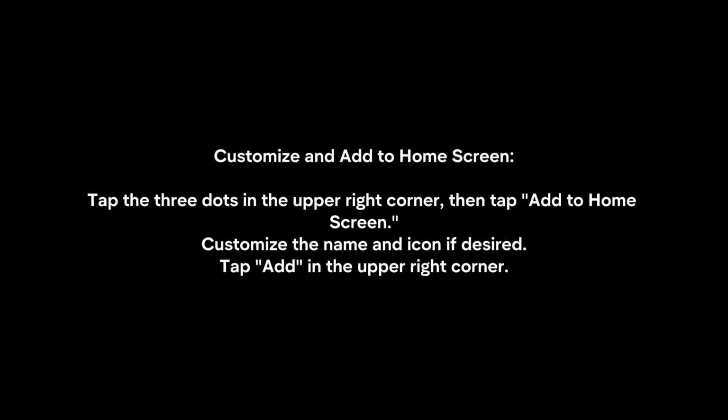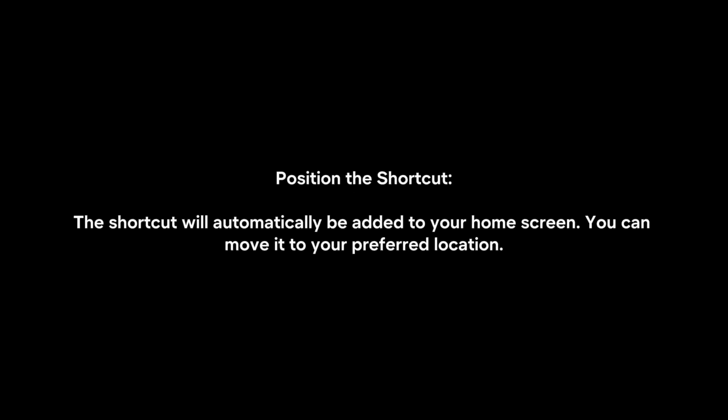Customize and add to home screen. Tap the three dots in the upper right corner, then tap Add to Home Screen. Customize the name and icon if desired. Tap Add in the upper right corner. Position the shortcut. The shortcut will automatically be added to your home screen. You can move it to your preferred location.